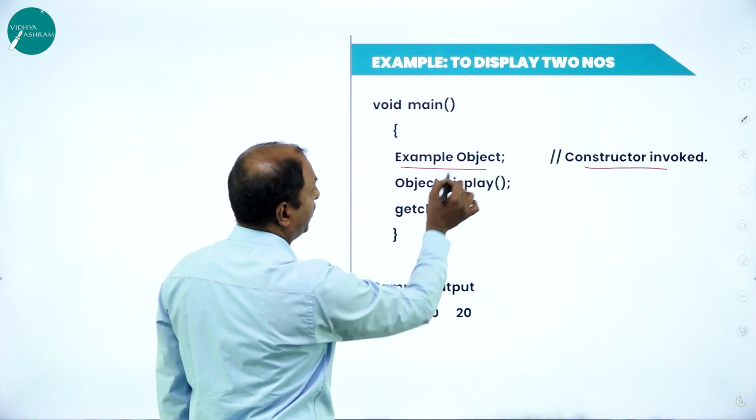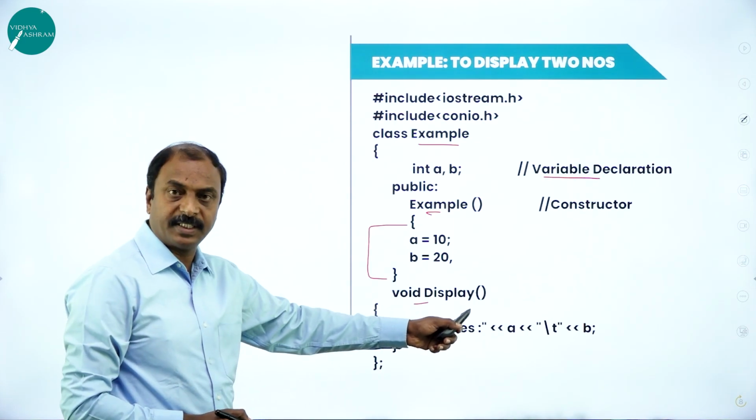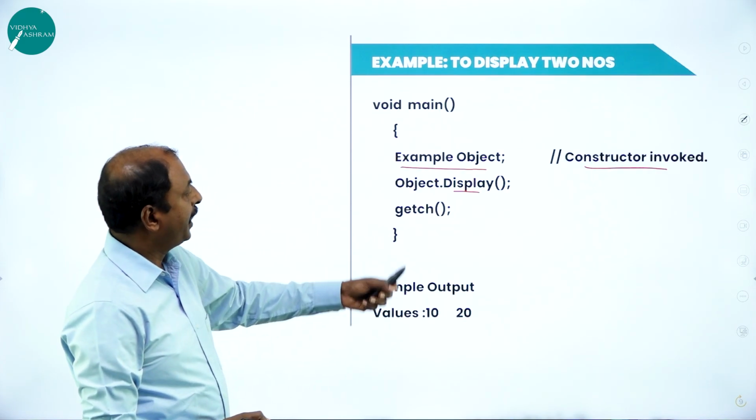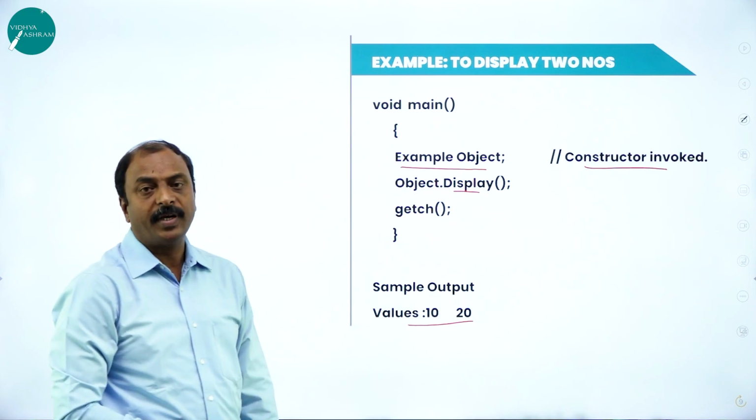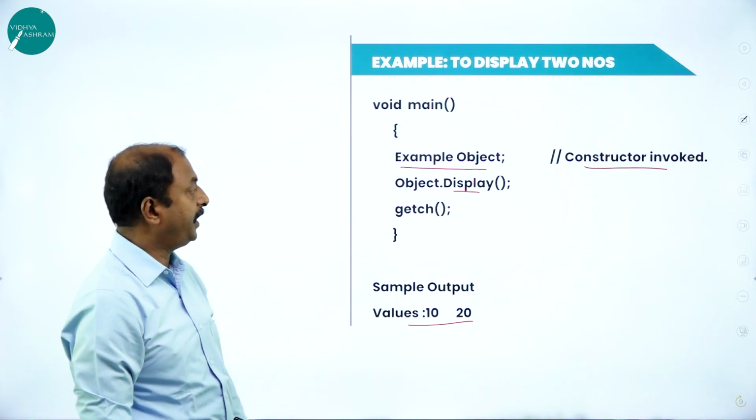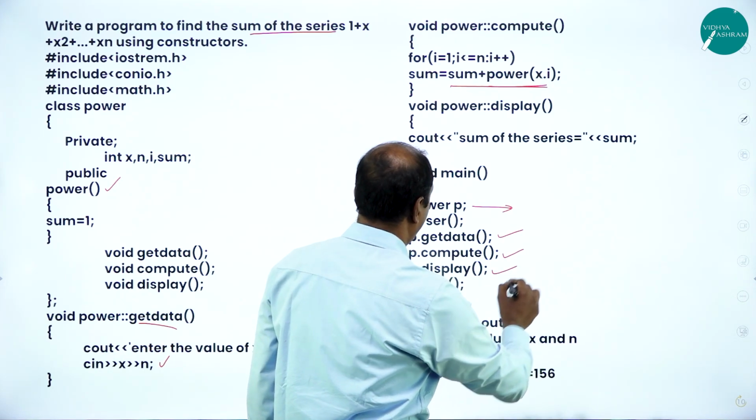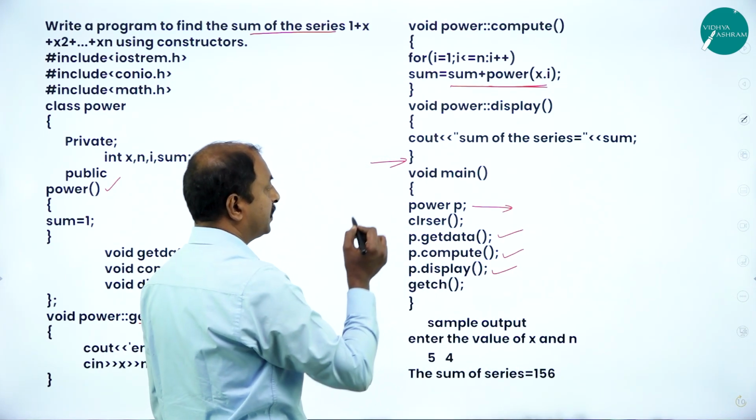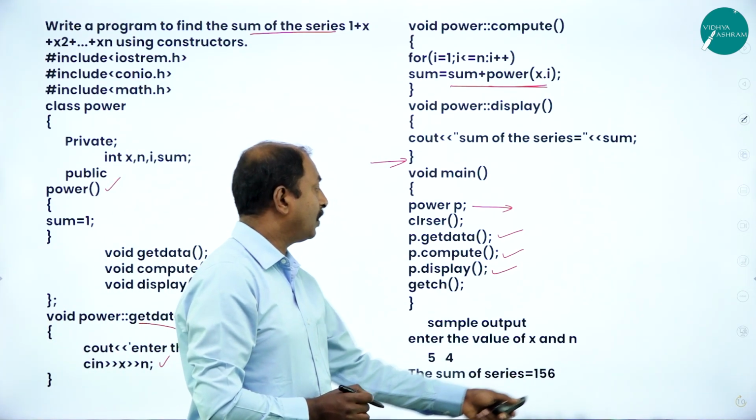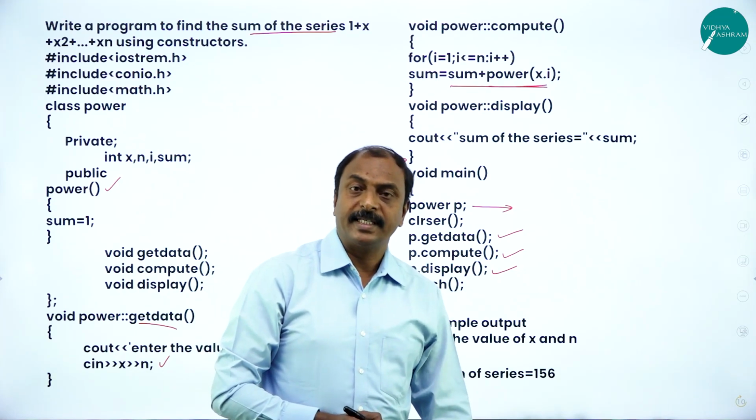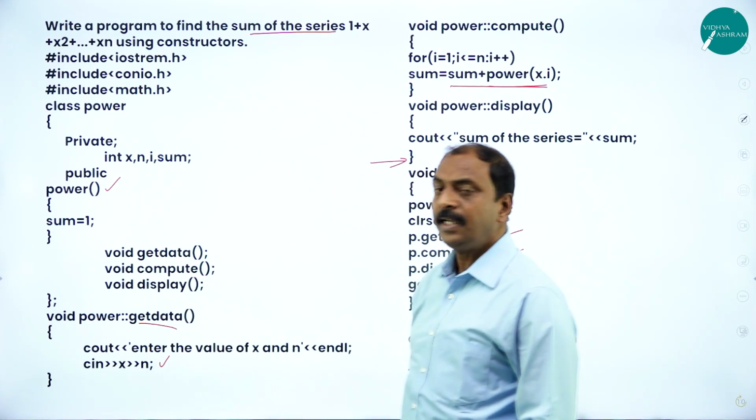Next one is object.display. We are calling the function display. Accordingly, it is going to print the values of a and b as 10 and 20. So first we call the get data function, compute, display, and getch, and close the void main function here. So this is the output of this program. This is an example program to show the working of constructors in a class.